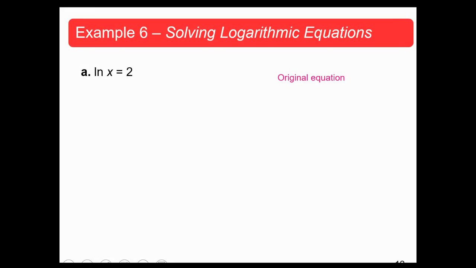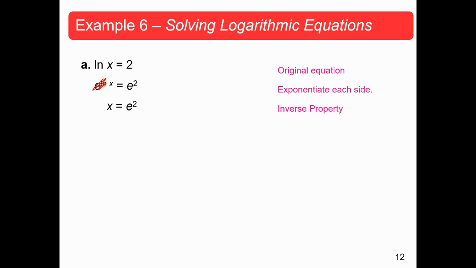So let's look at this problem. We know that this has a base of e. So we, again, are going to take e to the power of natural log x, e to the 2. These will cancel. We'll have x equals. So let's look at the next problem.